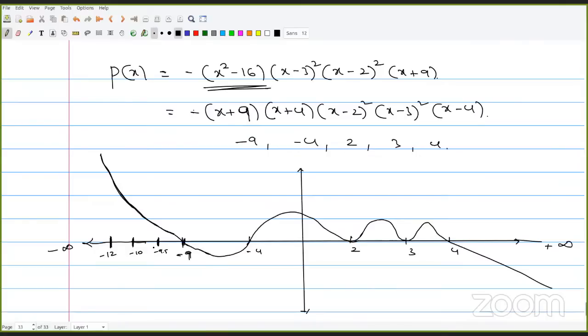So when I increase my x, my p of x should also increase in order to say that it is an increasing function. But here, the -12 value is greater than the -10 value, which is greater than the -9.5 value. So actually, when I increase x, my p of x is decreasing. So this is a decreasing function.